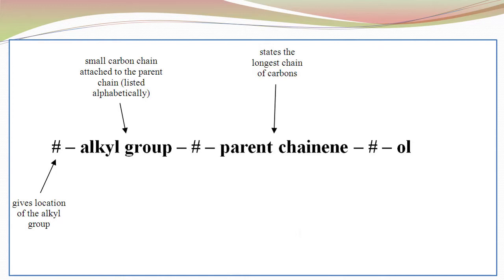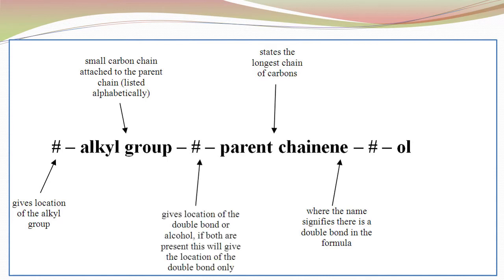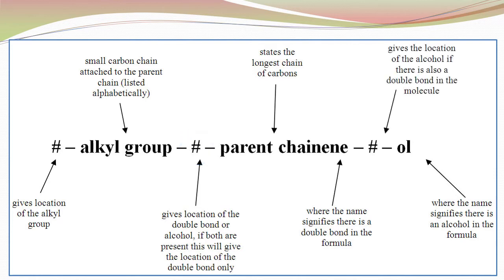If there is a double bond, we have ENE right after that parent chain. And the number that tells us where the double bonds are located comes at the very front of the parent chain. Now, that's also where the number for the alcohol goes, if we have no double bond. So again, alcohol always comes at the very, very end. And the number for the alcohol comes right before the parent chain. But if there is a double bond and an alcohol, the double bond number will go in this location, and then the alcohol number will be moved right before the OL ending.